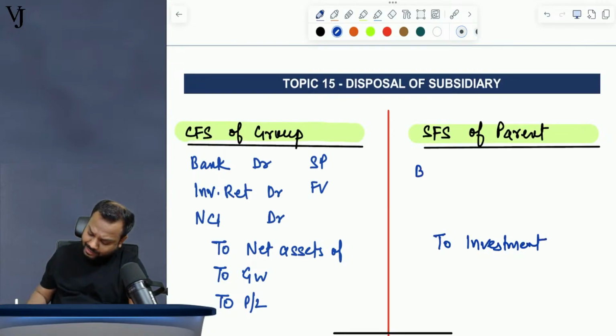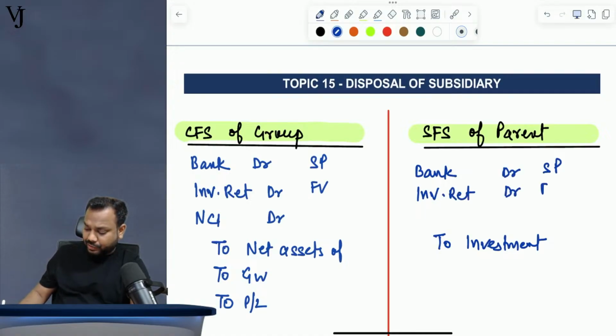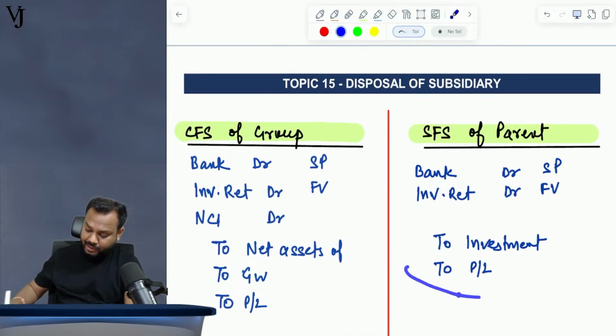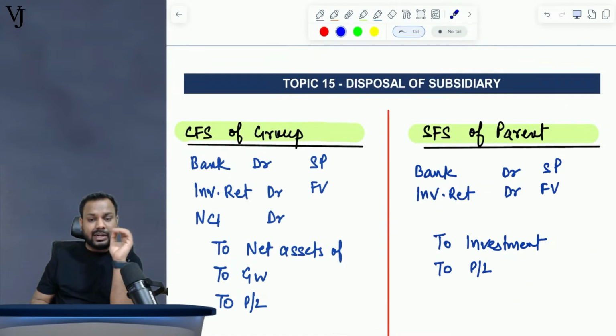Now, we will recognize in the bank the sale proceeds. We will recognize the investments retained at its fair value on such date, and then the difference goes to P and L. Tell me, is this treatment clear, everyone? Come on, guys, please tell me.